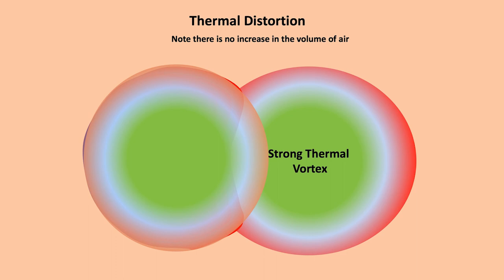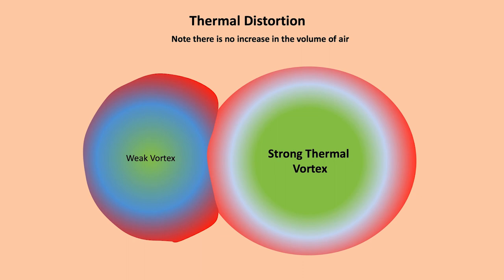Note there's no increase in the volume of air. Here we have a strong thermal coming through. And sometimes they do not necessarily wander around. One will blast through the other. And we get this weaker cell being pushed to one side, and it becomes quite disheveled and slightly broken for a little while. If you get that, quite often, that is, if it's unexpected, it's because a strong vortex has come through. A quick little movement, and certainly look up for the clouds above to see if there's a strong thermal generating through, and lo and behold, you will find it, and it will increase your rate of climb quite considerably.